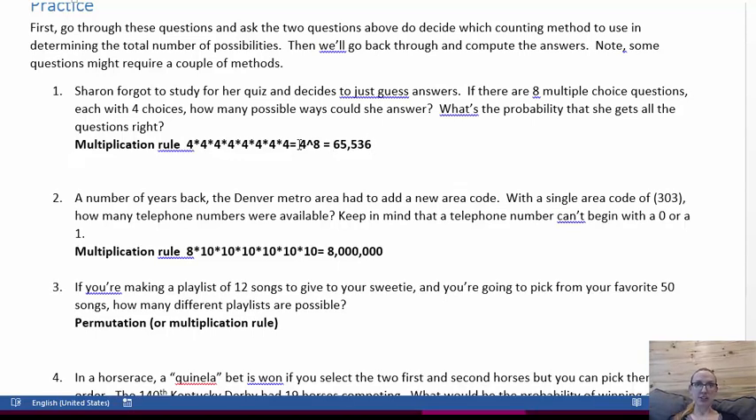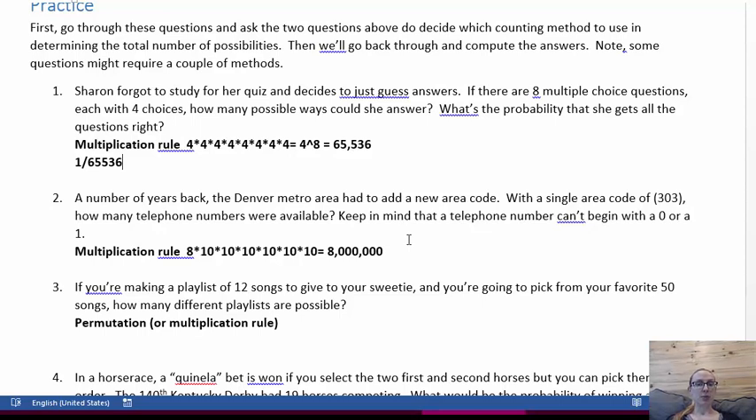Now, there is a probability question attached to this. So this is the total number of possibilities she's got to answer this quiz. What's the probability that she gets all the questions right? Well, there's only one possible way she could fill out the quiz that gets all of them right, because she'd have to pick the correct answer for all 8 questions. So that would be 1 out of 65,536. You could turn that into a decimal if you want, but that is going to be the probability that she gets all the questions right. Very unlikely.